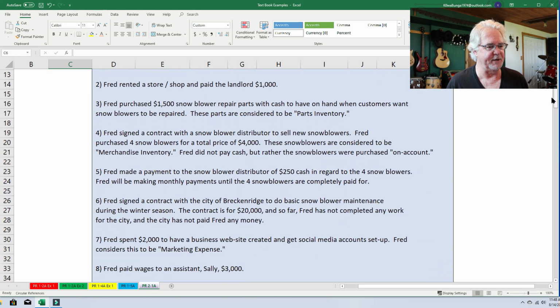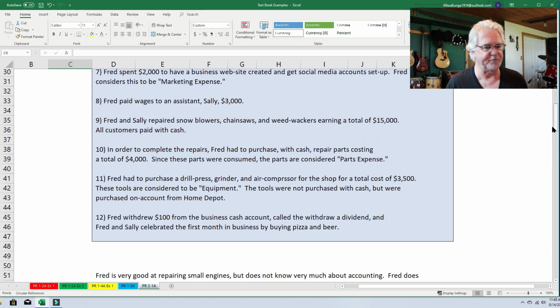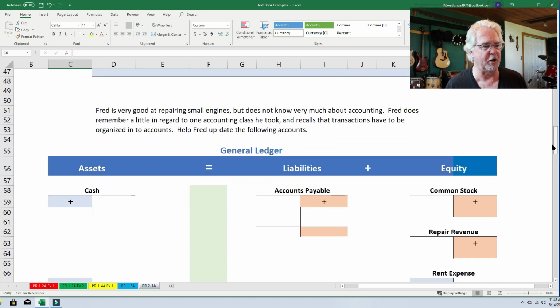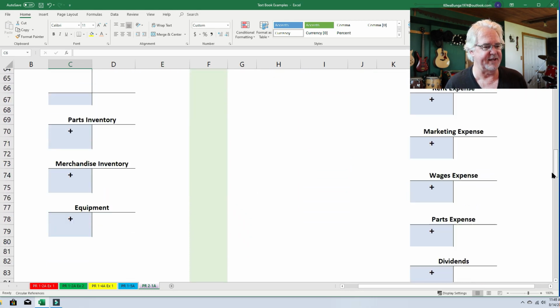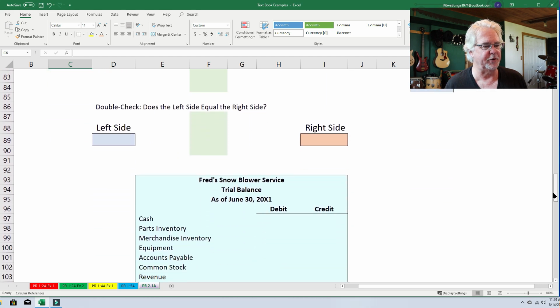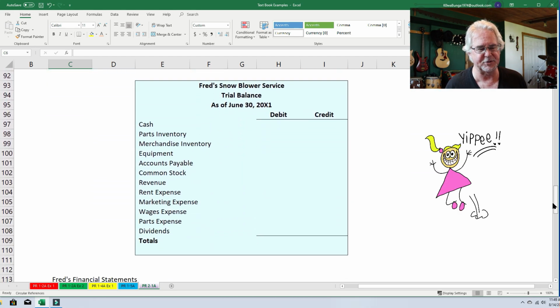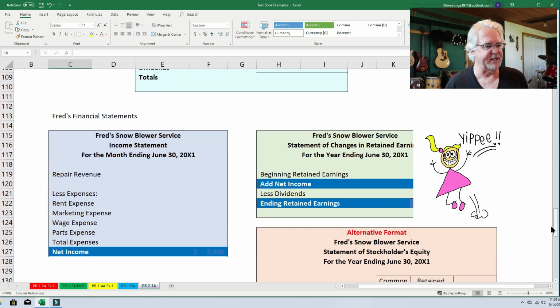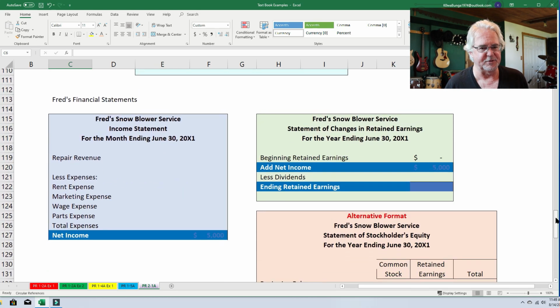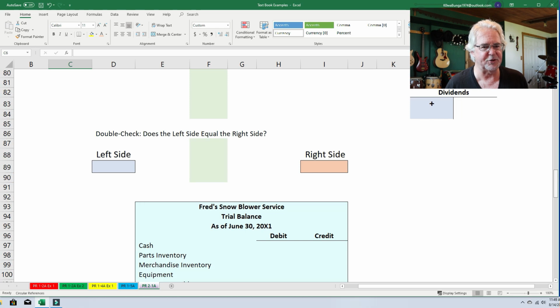So here are a bunch of transactions that we're going to go through. And then what we'll do is we'll post them to this general ledger. And after that, we're going to do a quick trial balance. You'll see this is very easy. And lastly, we'll do Fred's financial statements. So hang in there, we'll get through this.